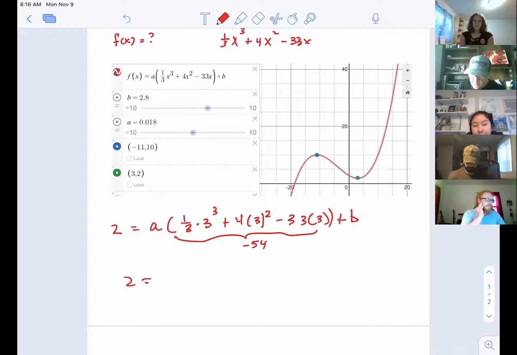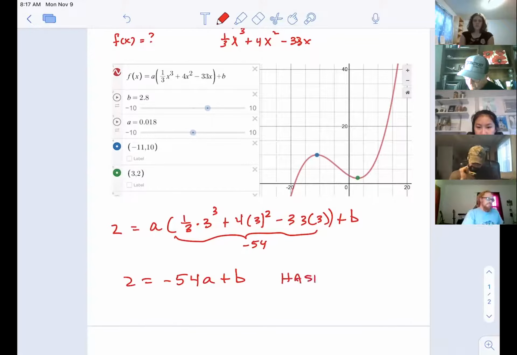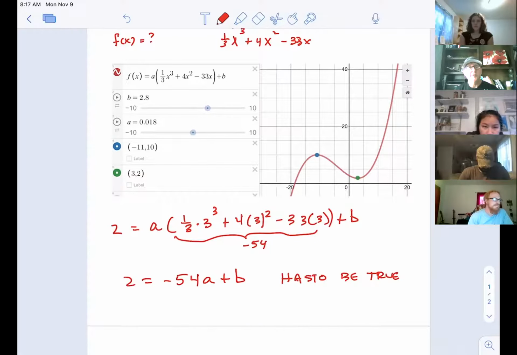And so now I have 2 equals negative 54a plus b. This has to be true, whatever a and b are. Now, I just took some guesses at a and b. And since it's pretty darn close to going through that, if I put in b is 2.8 and a is 0.018, it's going to be pretty close to 2. Now, it's not going to be 2 because, as I said when we zoomed in a minute ago, it wasn't really equal yet. I didn't guess long enough to get it perfect. But here's where you should have gone, oh, I see what to do.